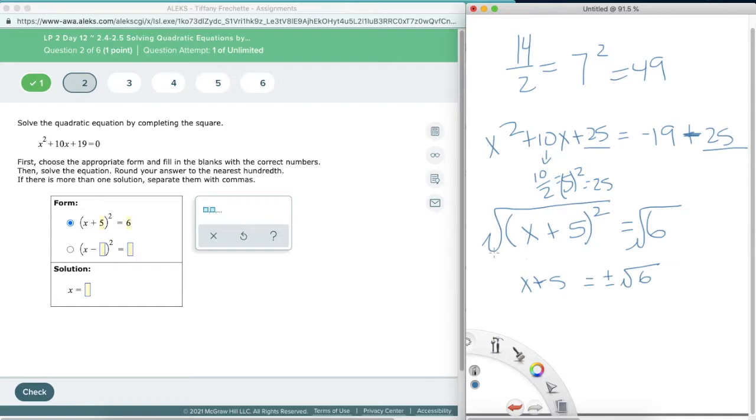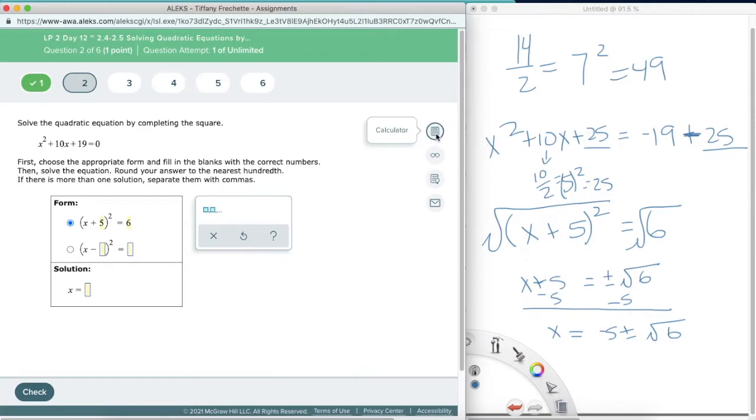So I have x equals, sorry, I jumped ahead there without saying what I was doing. I'm going to subtract 5 from both sides. Now I'm saying what I'm doing. So I'm going to have x equals negative 5 plus or minus the square root of 6. So I need to do this twice. And I'm going to go ahead and do this on the calculator here so you can see it.